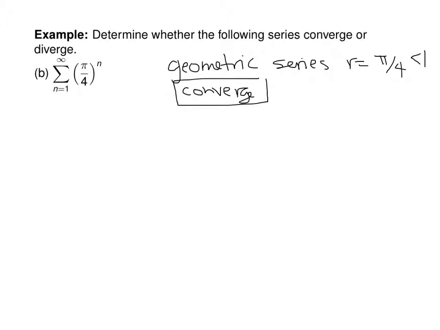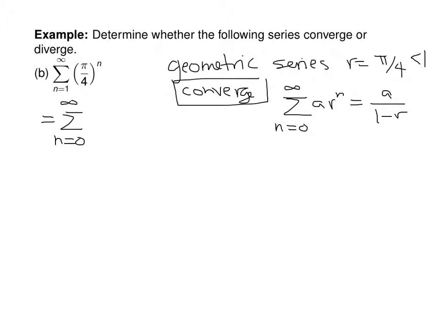Now, remember that we had that the sum from n equals 0 to infinity of a r to the n is a over 1 minus r. Now, the problem with this series is it begins at 1, so we have to change the indexing set. So we start at 0 up to infinity. And now the first term here is pi quarters, so we'll have to make the power on pi quarters n plus 1. And then that can be expressed as the sum from n equals 0 to infinity of pi quarters times pi quarters to the n.